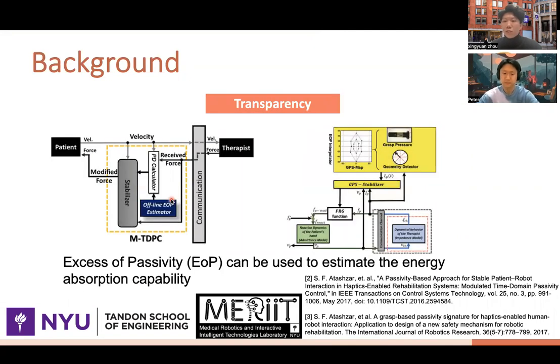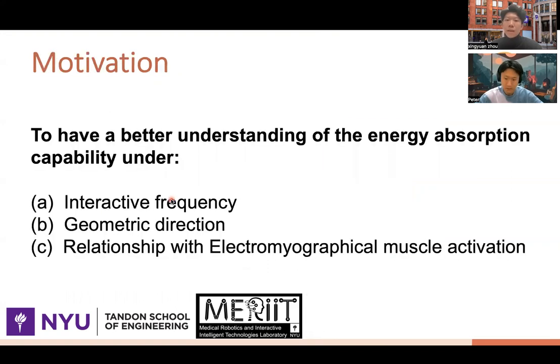To improve the transparency of the system, some researchers try to incorporate human biomechanics into the stabilizer design, which means that when they are designing the stabilizer architecture, the energy absorption capability of the humans, which is related to the excess of passivity, is taken into account. They use this amount of energy margin to absorb the energy that is supposed to be damped out by the stabilizer, resulting in less activation of the stabilizer and thus better system transparency.